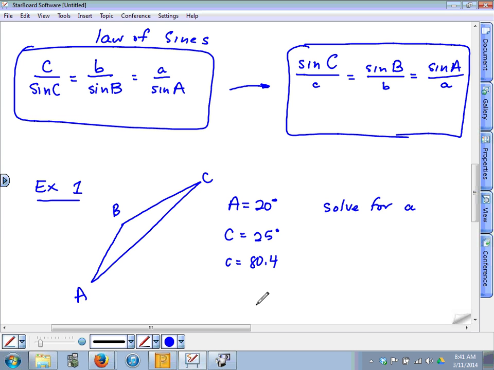How do we know that we're going to be using law of sines? Which case do we have? We know angle A right here is 20. We know angle C is 25. And where's side C? Between A and B, so this is 80.4. So what case is this? This is angle angle side. What do we say with angle angle side?